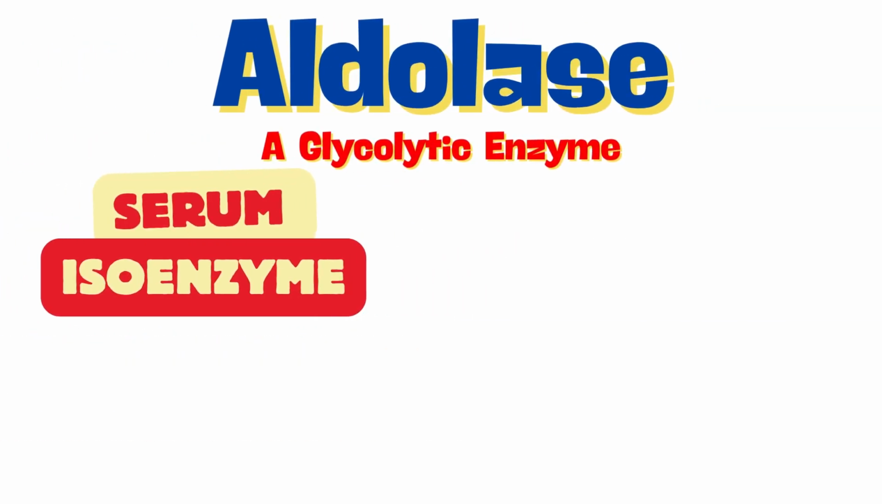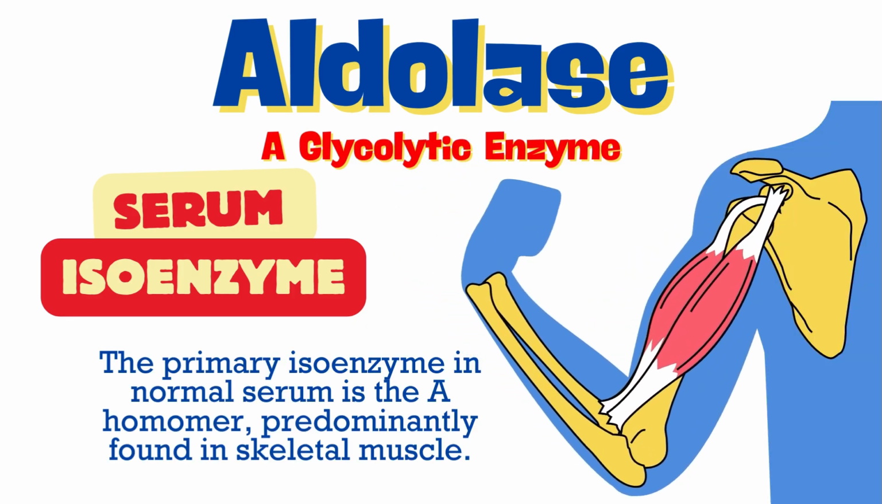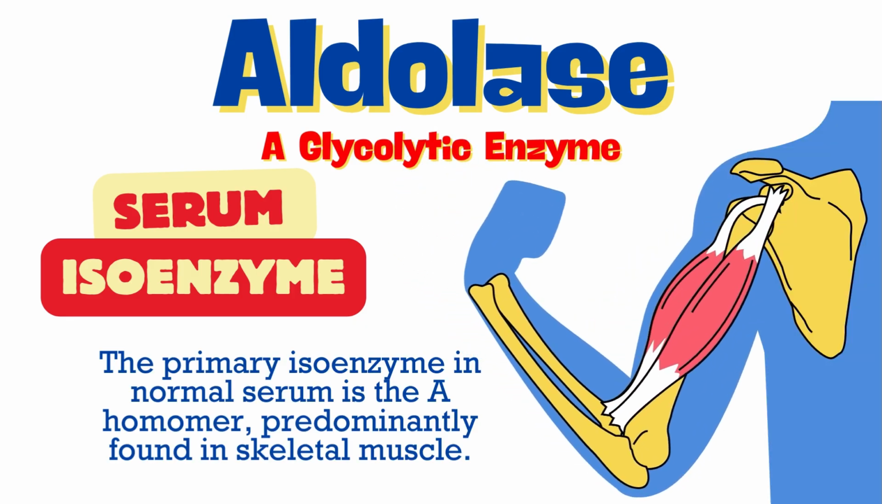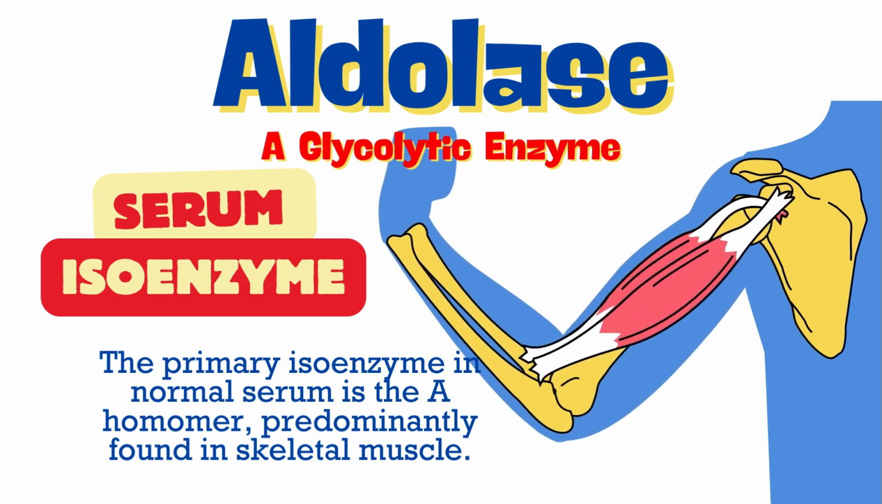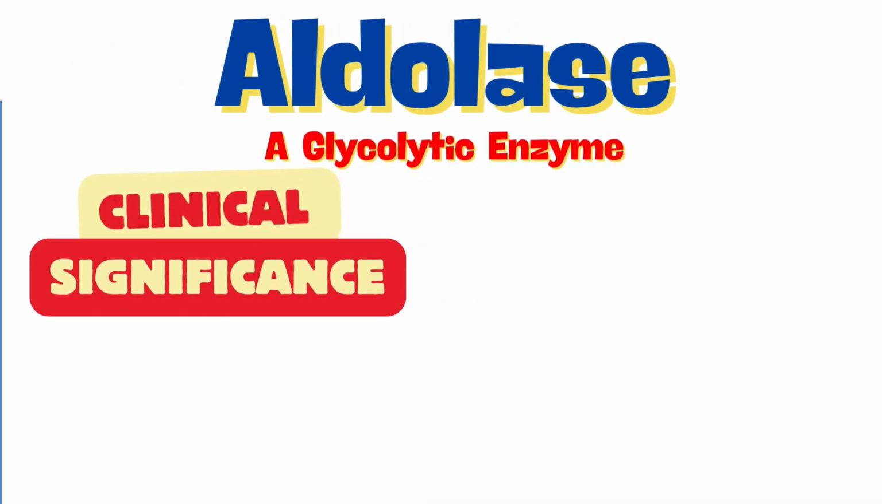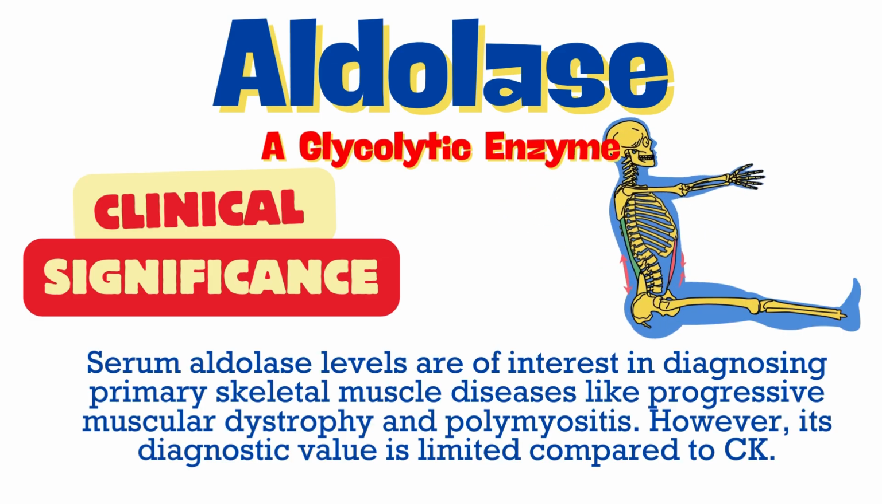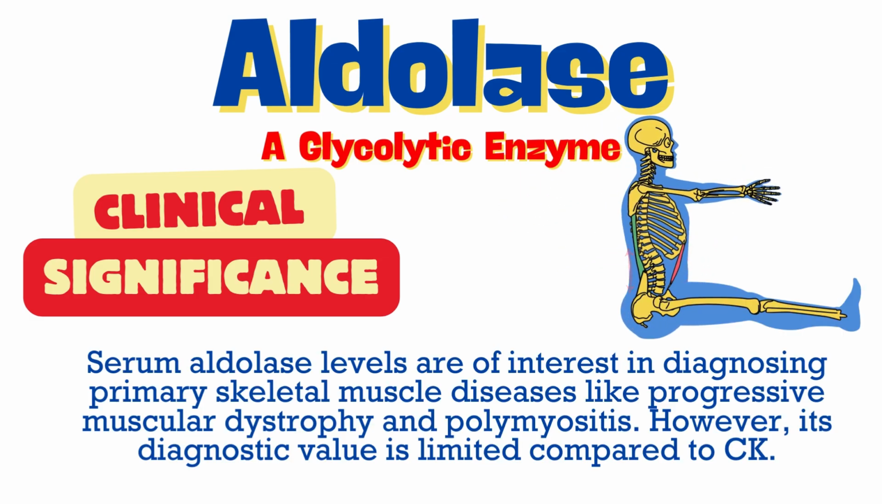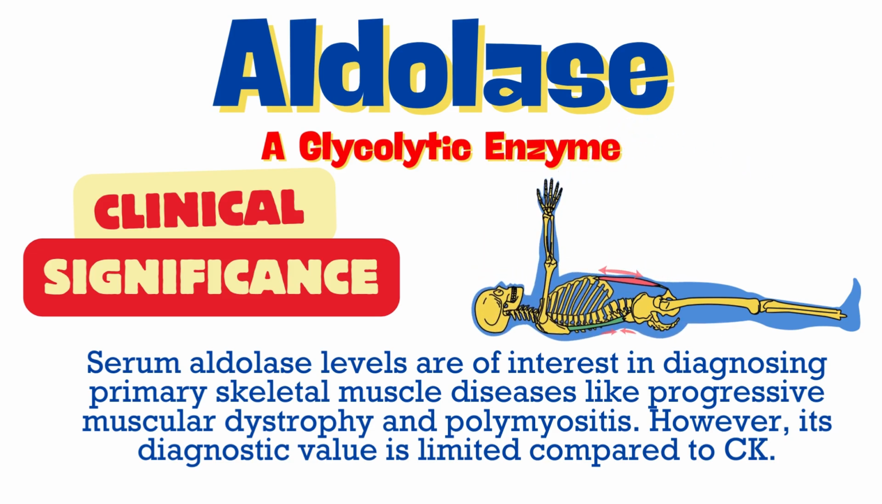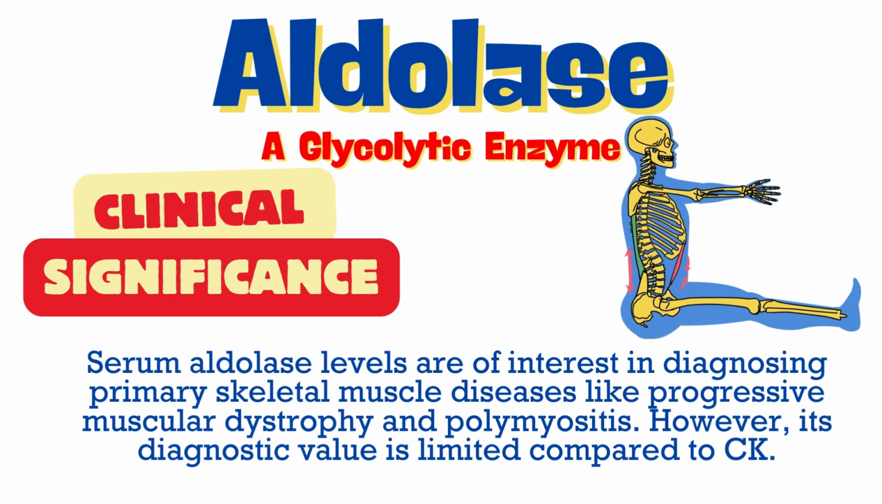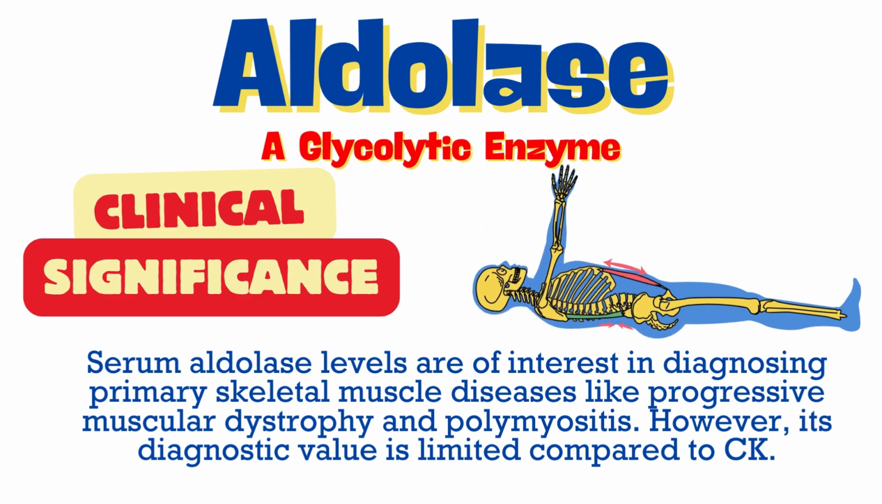Serum isoenzyme. The primary isoenzyme in normal serum is the A homomer, predominantly found in skeletal muscle. Clinical significance. Serum aldolase levels are of interest in diagnosing primary skeletal muscle diseases like progressive muscular dystrophy and polymyositis. However, its diagnostic value is limited compared to CK.